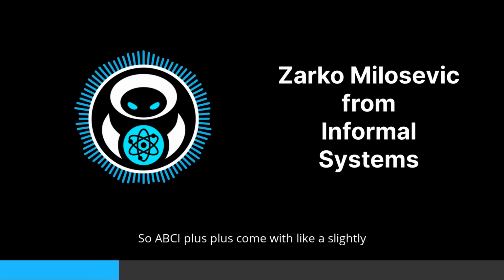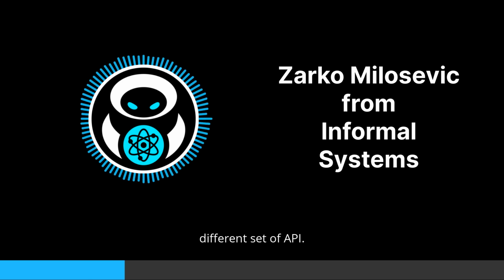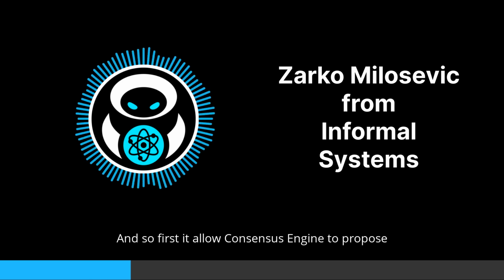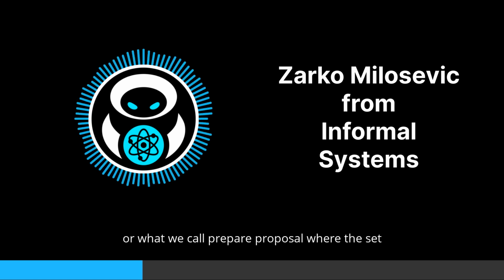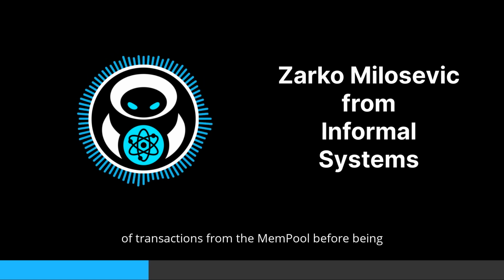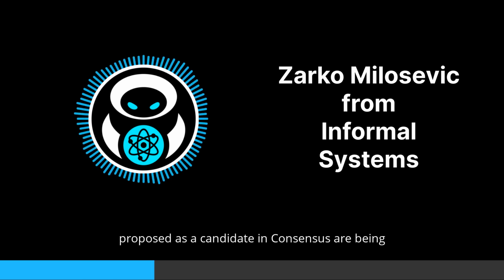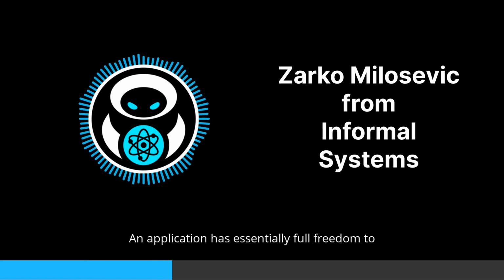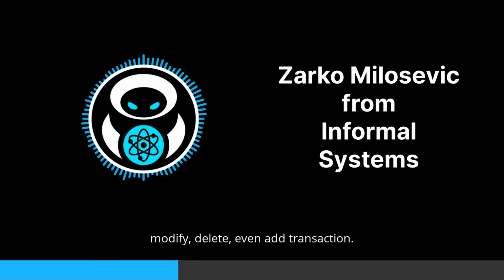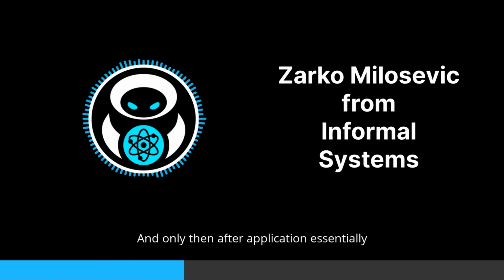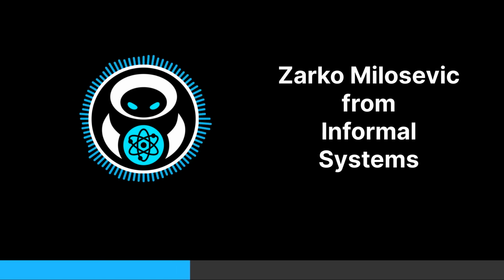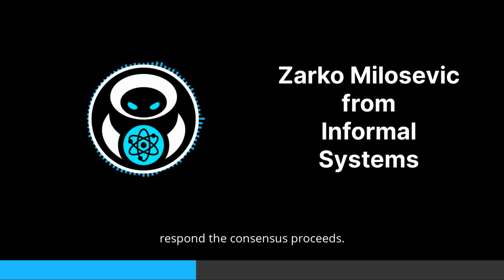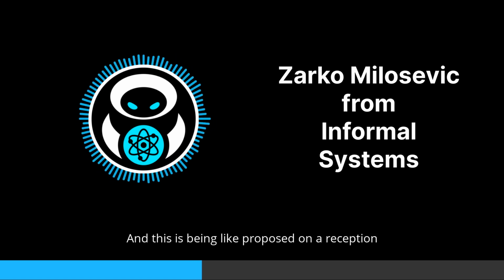So ABCI++ comes with a slightly different set of APIs. First, it allows the Consensus Engine to propose, in what we call prepare proposal, where the set of transactions from the mempool, before being proposed as a candidate in consensus, is pushed to the application. And the application has essentially full freedom to modify, delete, even add transactions. And only then, after the application responds, does consensus proceed. And this is being proposed.